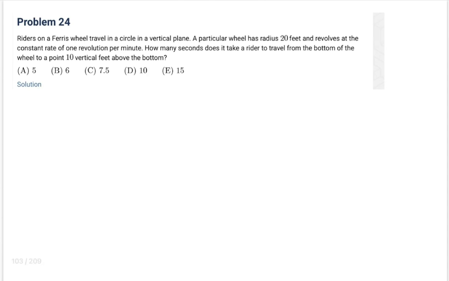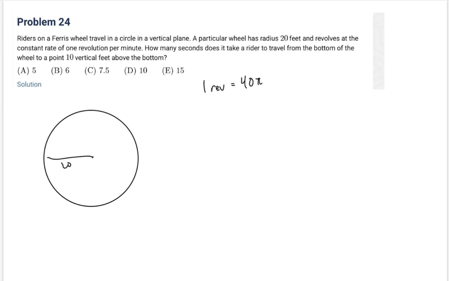Problem 24. Riders on a Ferris wheel travel in a circle in a vertical plane. A particular wheel has radius 20 feet and revolves at the constant rate of 1 revolution per minute. How many seconds does it take a rider to travel from the bottom of the wheel to a point 10 vertical feet above the bottom? So riders of a Ferris wheel travel in a circle, right? And it has a radius of 20 feet, and revolves at the constant rate of 1 revolution per minute. So 1 revolution is 1 circumference, right? So it's 40 pi per minute. It says how many seconds, so let's make it into seconds. 40 pi per 60 seconds.